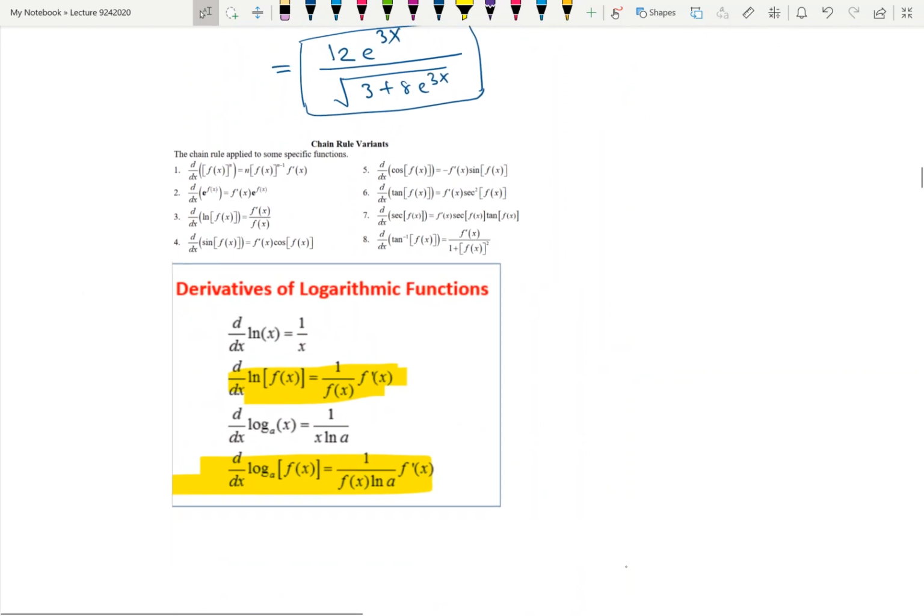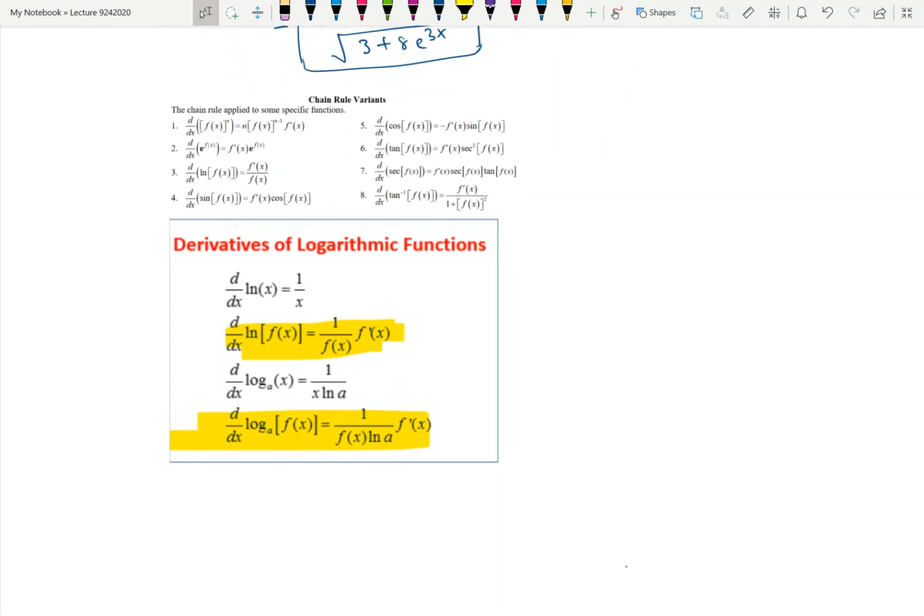And you have a bunch of formulas, chain rule variants, and your instructor already discussed those. And you also learn derivatives of logarithm functions. So if you take the derivative of the natural logarithm, d dx of ln of x, then it is 1 over x. For natural logarithm, the base is e, okay, and it is read as ln x.